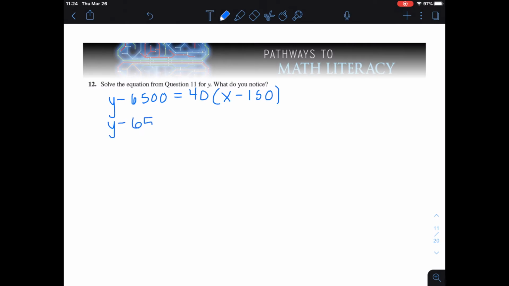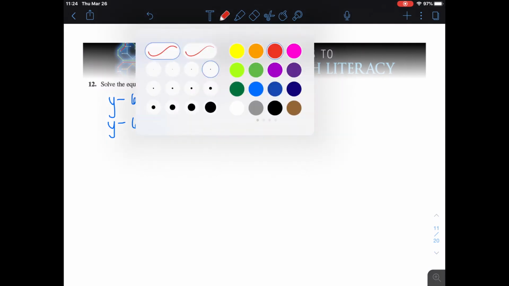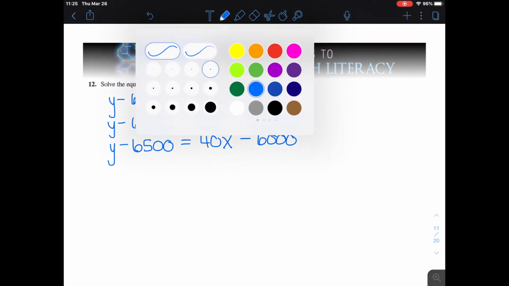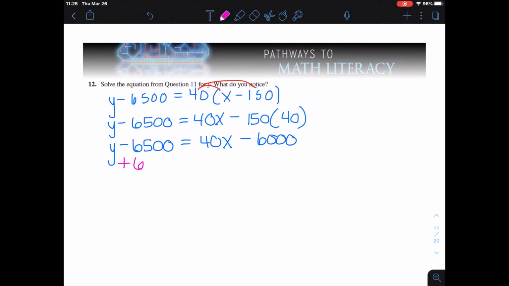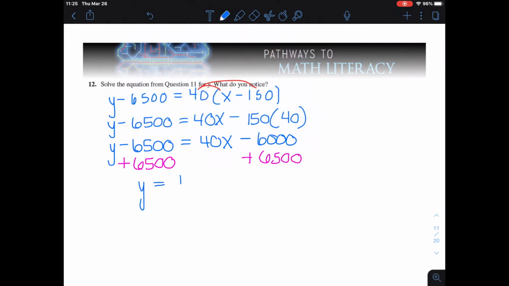So before we can solve, we've got to distribute out this 40. So that gives us 40 times x, and then 150 times 40. So this is y minus 6,500 is equal to 40x minus 6,000. So if we want to solve for y, we'll just add 6,500 to both sides. So that gives us y is equal to 40x plus 500.